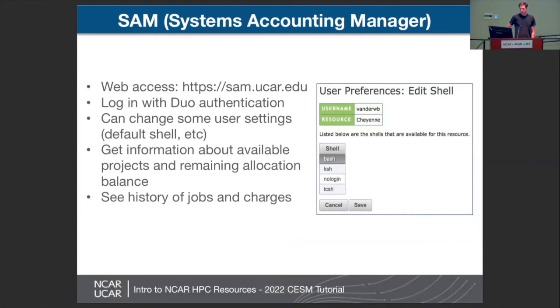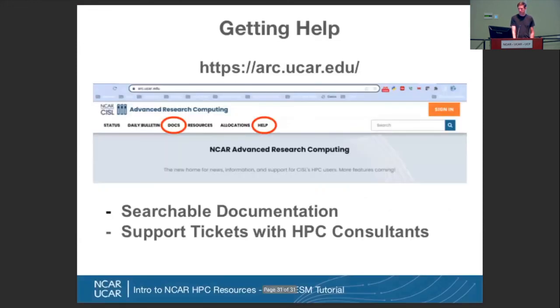SAM is where you would go if you want to see how much you were charged for a job that you ran. So that's the accounting system account manager. If you run a big model job and you want to know how much of my allocation did that use, you would log into SAM. sam.ucar.edu is the website. It's the same Duo authentication to get into the SAM system. You can do some other little convenient things there, like change some of your user settings. If you want to change your default shell, you can do that through SAM, but it's mainly to see a history of your jobs and charges.